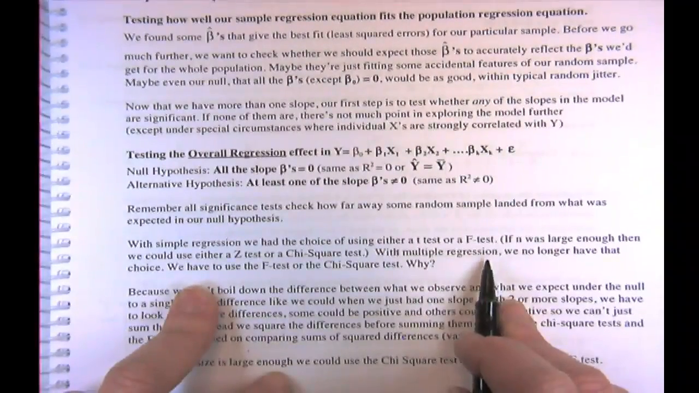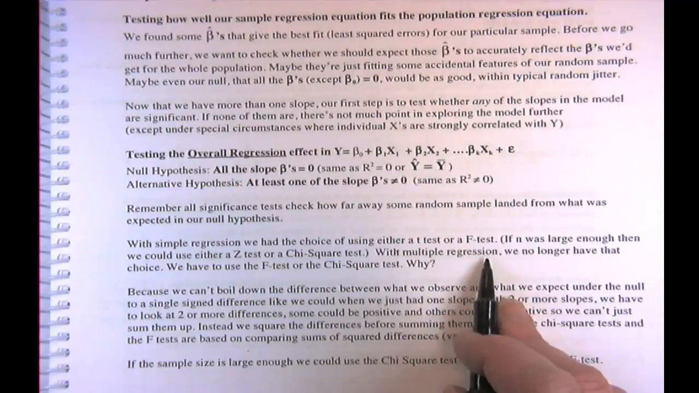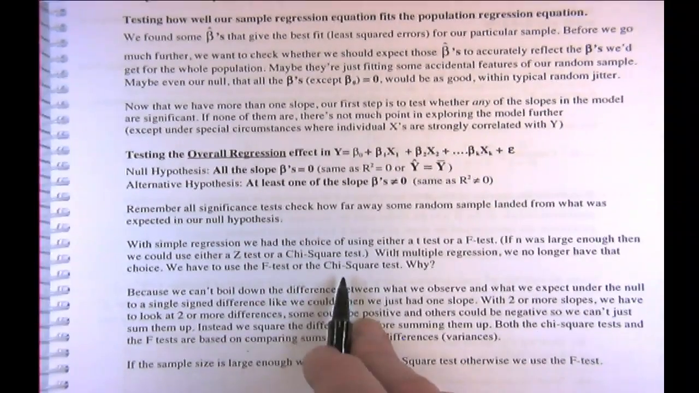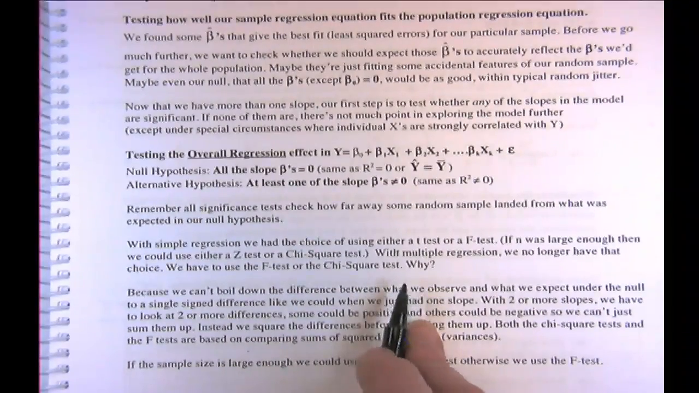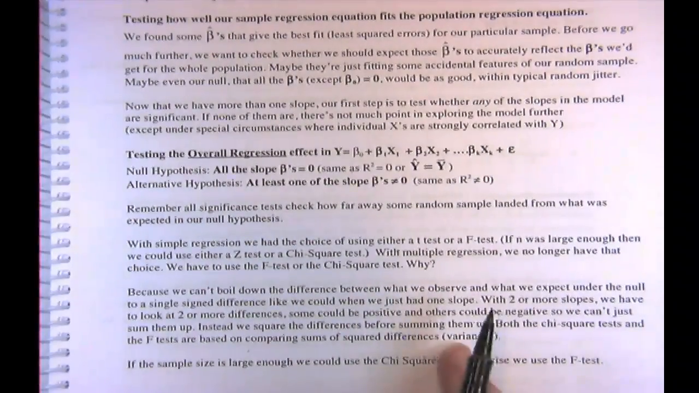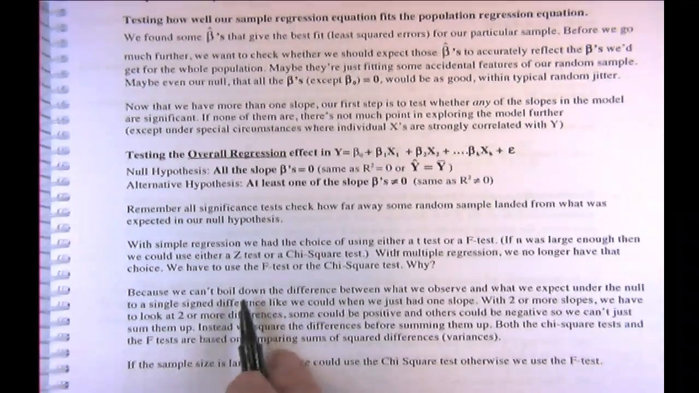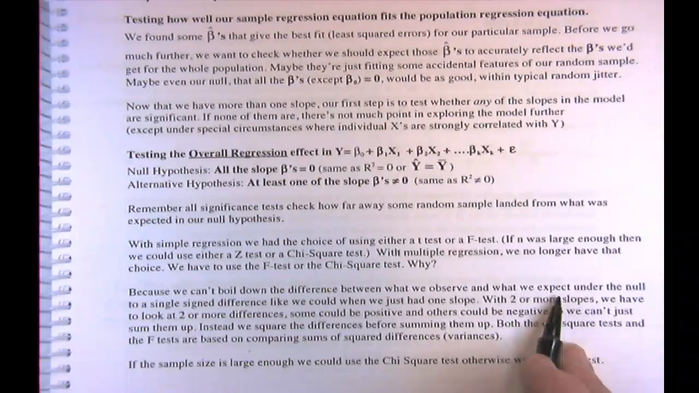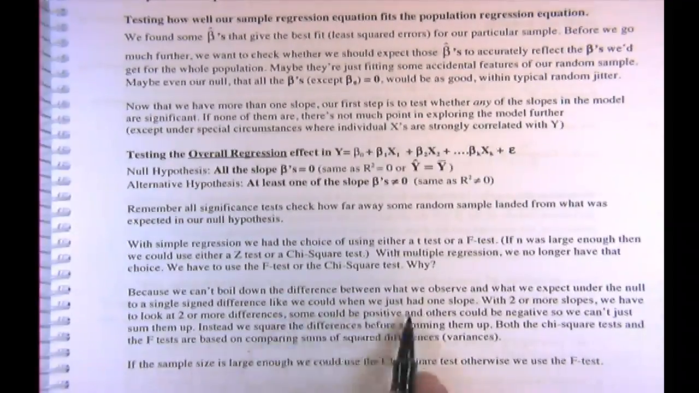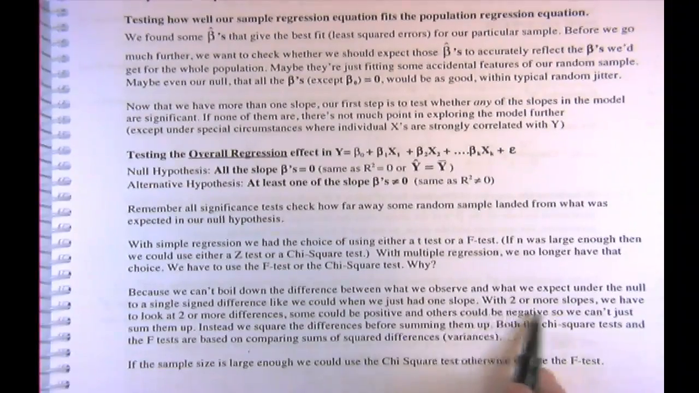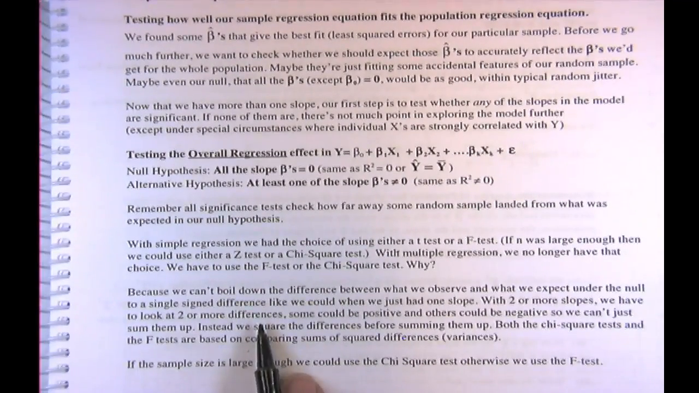So with multiple regression, though, we no longer have that choice. We have to use the F or the chi-squared. We cannot go back and use the z or the t. And why? The idea is that with 2 or more slopes, we have no way of boiling down the observed difference into a single signed number. We can't boil the difference between what we observe and what we expect under the null to a single signed difference, like we could when we just had 1 slope. Is it different than 0? With 2 or more slopes, we have to look at 2 or more differences. Some of them are positive, some of them are negative. We can't just take the average of them. What can we do?